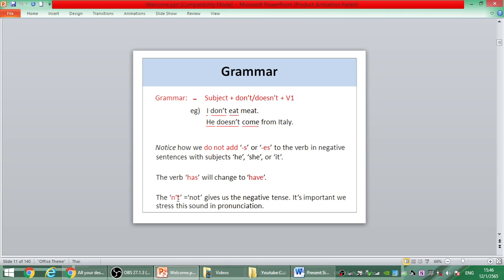The n apostrophe t equals not and gives us the negative tense. It's important we stress this sound in pronunciation. Okay, don't, doesn't.